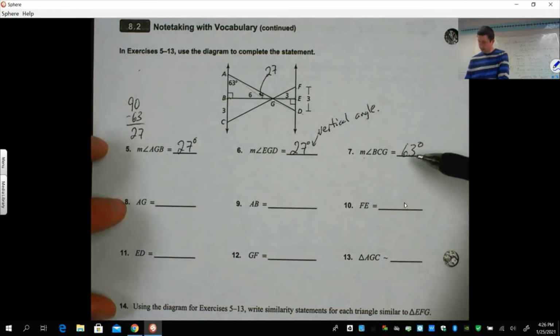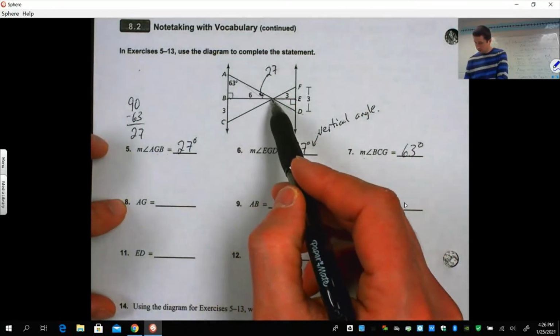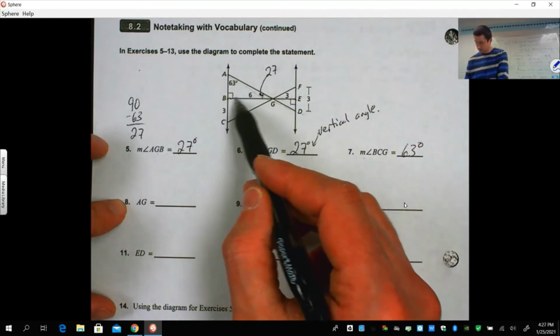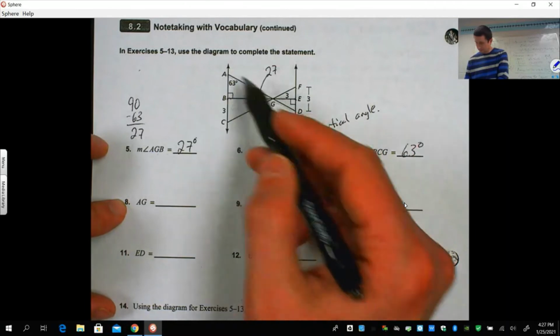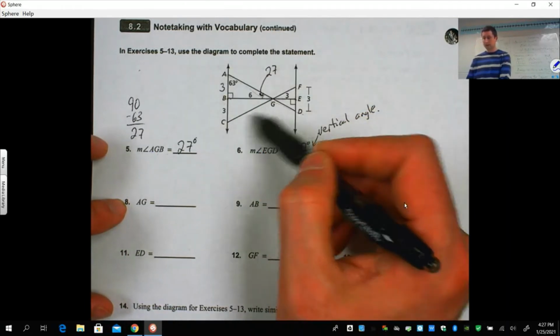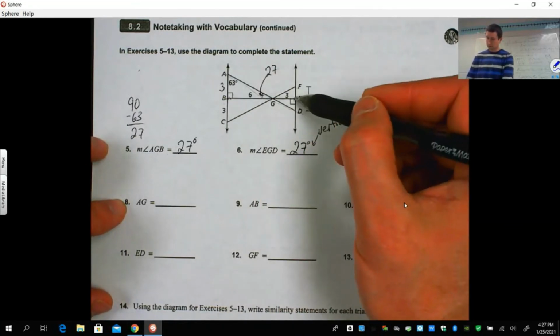Okay, so that takes care of the angle measurements there. AG, okay, so here's this length of this side. So you notice the two sides we have going here. This is 3. This is going to be 3 right here, because remember we have an isosceles triangle. That makes this a perpendicular bisector going from here.